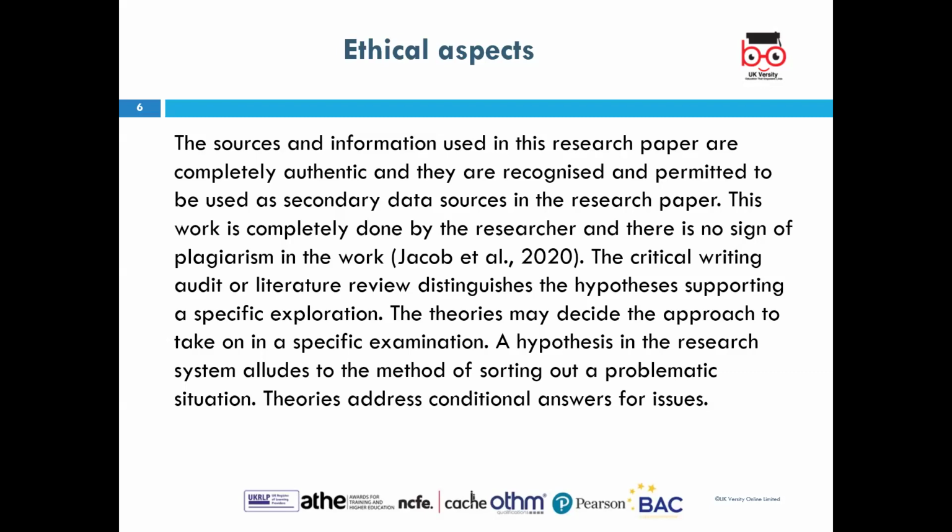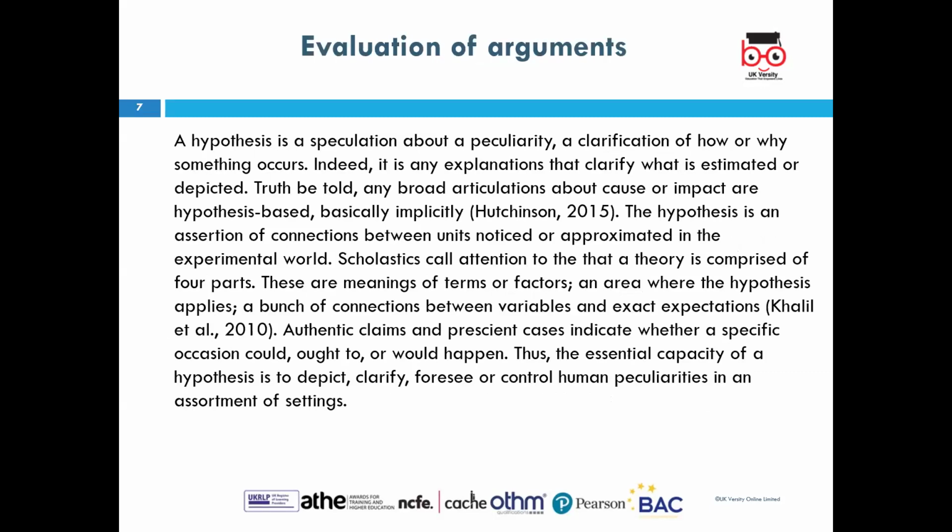The critical literature review distinguishes the theory supporting a specific research. The theories may decide the approach to take in a specific investigation. So a theory in the research process refers to the method of sorting out a problematic situation. Theories address conditional answers to problems. Evaluation of arguments. So a theory is a speculation about a phenomenon, an explanation of how or why something occurs.